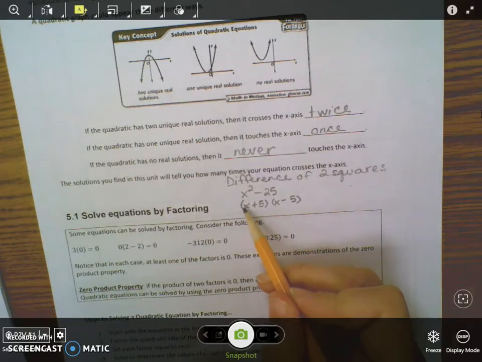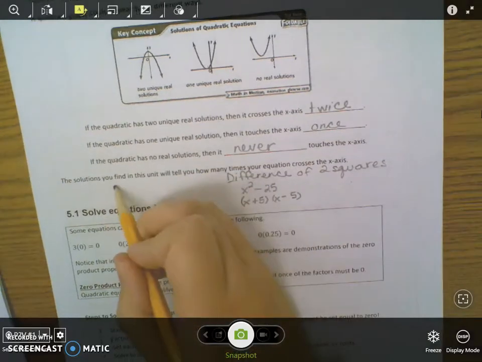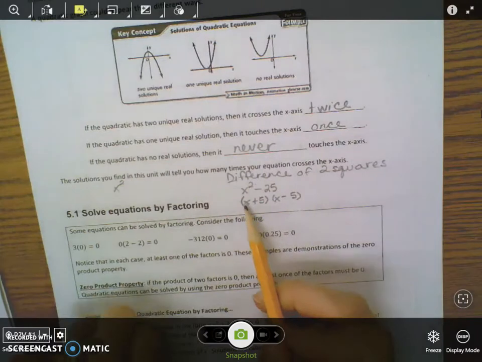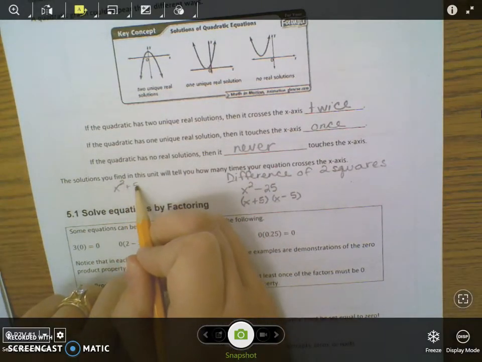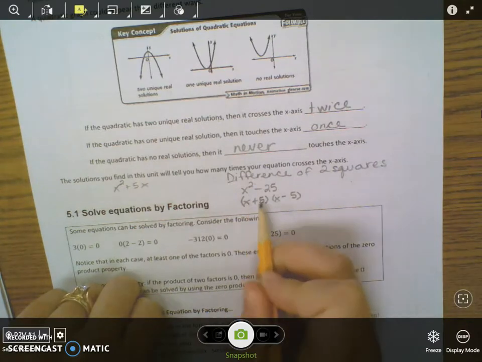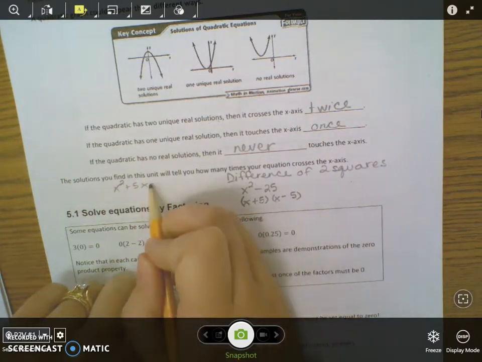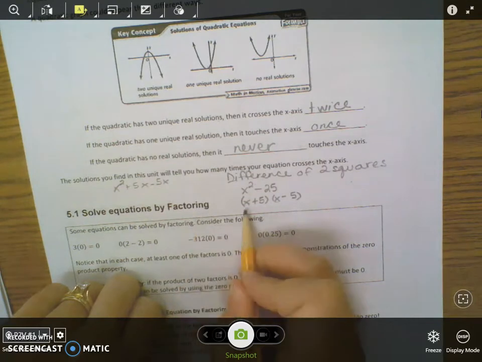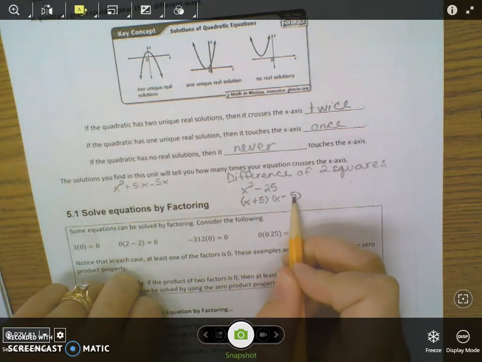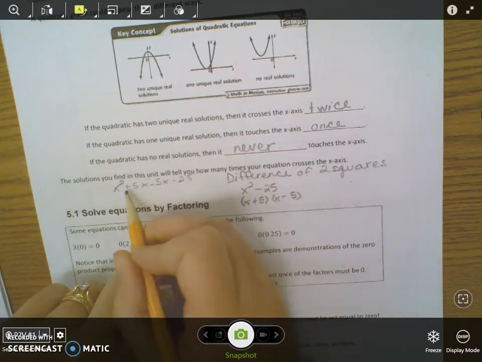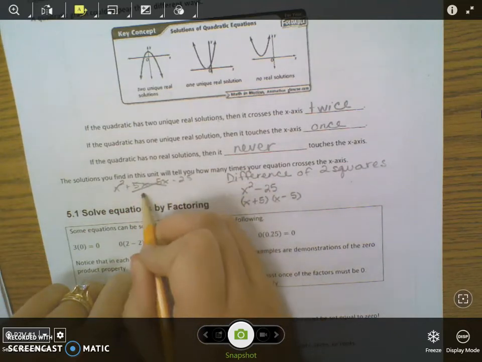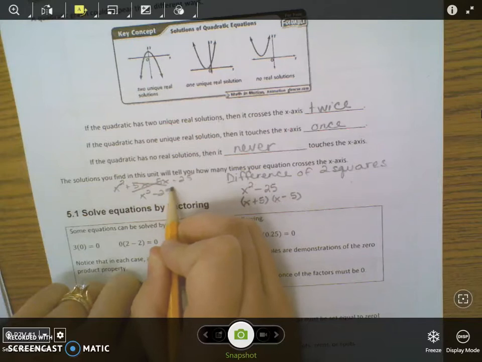multiply it out. So if I had x times x, that would give me x squared. 5 times x is 5x. x times negative 5 is minus 5x. And then 5 times negative 5 is negative 25. So these two terms cancel out, and so then we just have x squared minus 25.